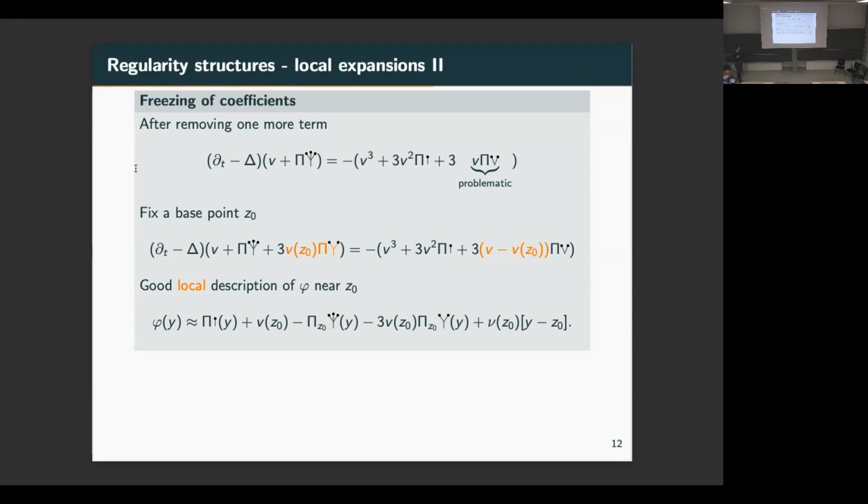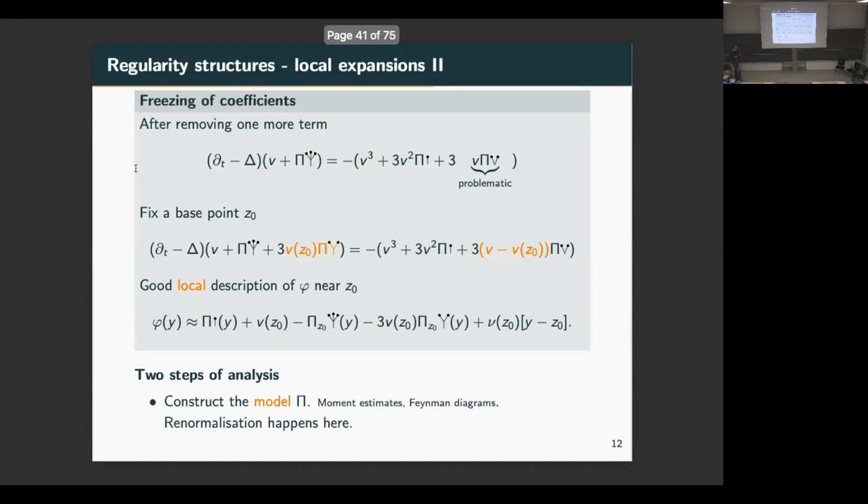And now this was really nice, because this is now the basic ansatz. We're going to solve this equation in some space of model distributions, and the model distributions are objects that have this structure. So they're locally well described by this expansion. And this also makes the analysis tractable, because it separates what one has to do.